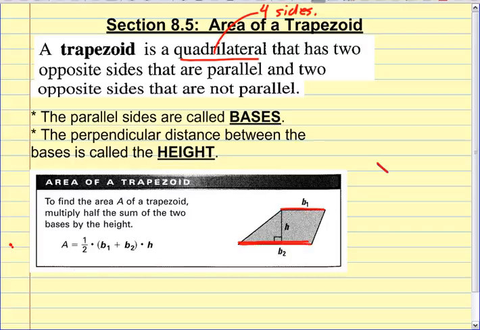Okay, one pair of parallel sides. This other pair, you can tell they're not parallel. If we kept drawing them, they would eventually intersect. There we go. Okay? But the red sides, they are parallel. And these red sides, the parallel sides, are called bases.